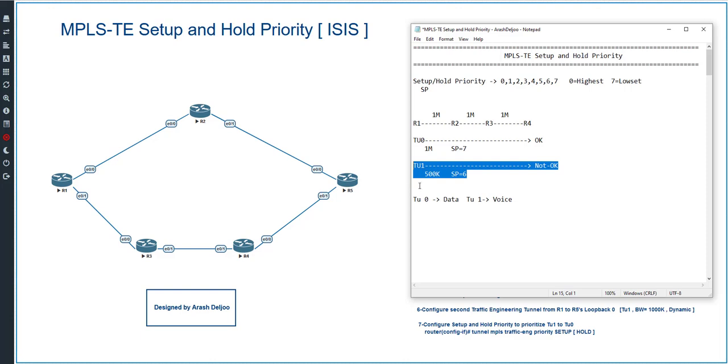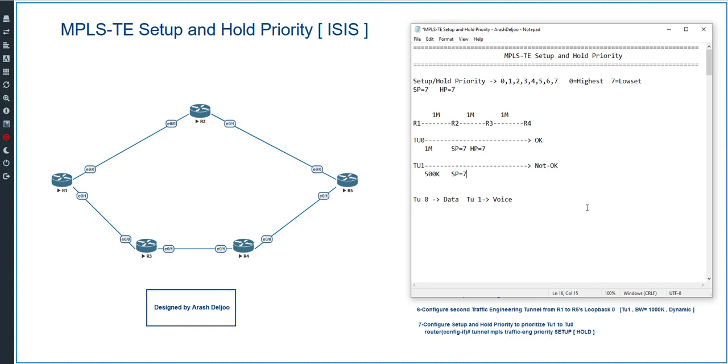But we can better understand the setup priority after talking about the hold priority. As I mentioned before, we have two values, setup priority and hold priority. Let me use HP instead of hold priority. One interesting thing is that by default the setup priority is 7 for every tunnel, and the hold priority is exactly the same as the setup priority. This means that when you are configuring the tunnel and you don't configure the setup and hold priority, the SP or setup priority is 7, and also the HP or hold priority is 7 for both tunnels.